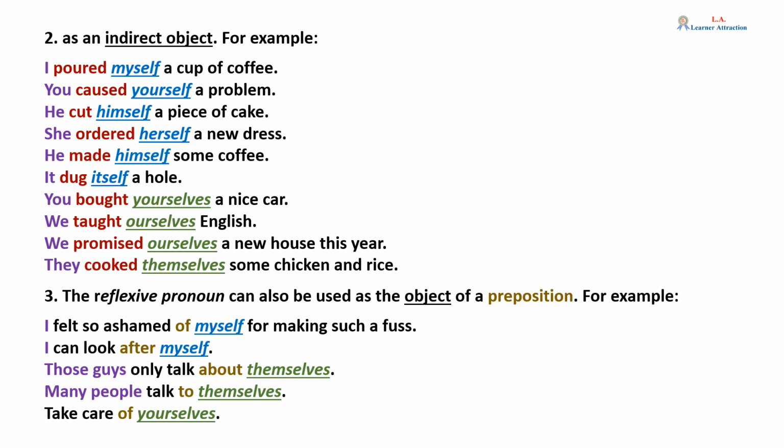3. The reflexive pronoun can also be used as the object of a preposition. For example, I felt so ashamed of myself for making such a fuss. In this sentence, the reflexive pronoun myself is the object of the preposition of, and is the same person as the subject, I. Therefore, the reflexive pronoun is correctly used.